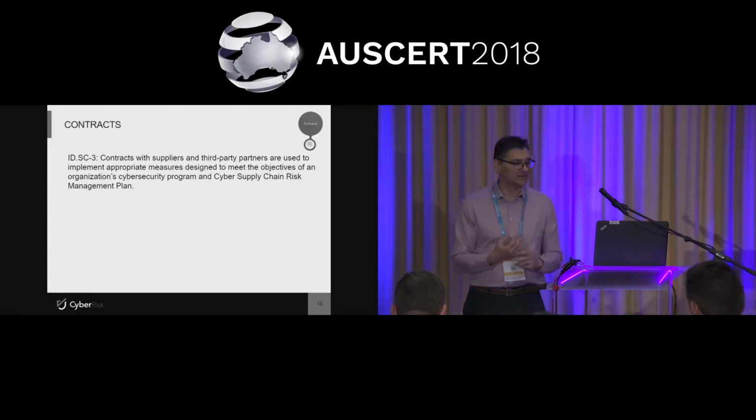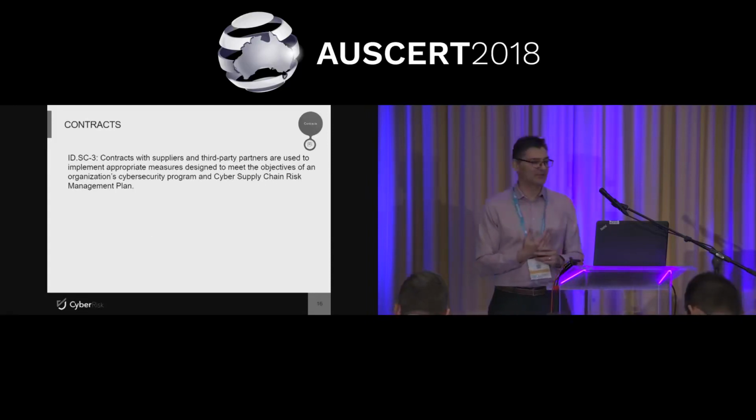This particular section deals with the supply chain risk, Objective 3 in NIST. Contracts with suppliers and third-party partners are used to implement appropriate measures designed to meet the objectives of an organisation's cybersecurity program and cyber supply chain risk management plan.